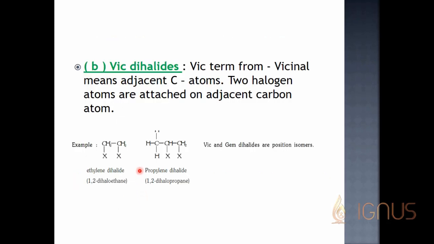Next, vicinal dihalides. Here, 2 halogen atoms are attached to adjacent carbon atoms. You can see adjacent carbon atoms are attached to halogen atoms. If the halogens are attached to adjacent carbon atoms, then it is known as vicinal dihalides.